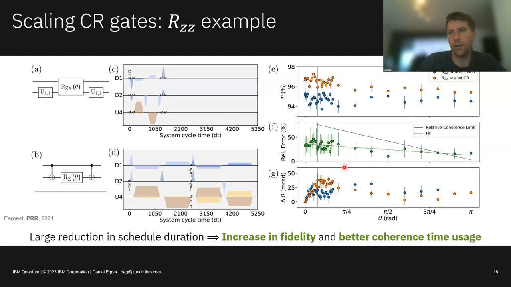Of course, the larger the angle, the longer the schedule and therefore the less gain in error. The other thing that I mentioned is that you can have some miscalibrations that pop up in the gate when you do this automatic scaling. You can see these here in terms of the angle that you effectively implement. So we have some small unitary error that has built up, but the savings that we make in coherence time largely outweigh these small errors. And this is why we have a larger gain in fidelity.